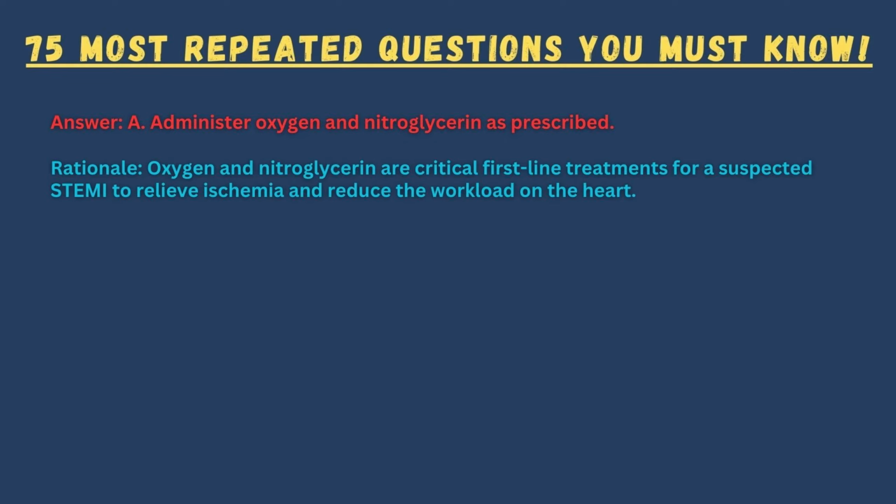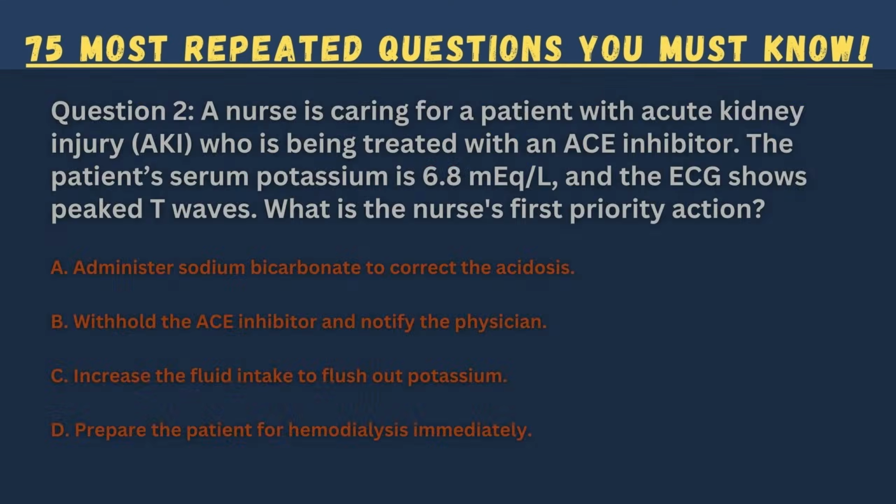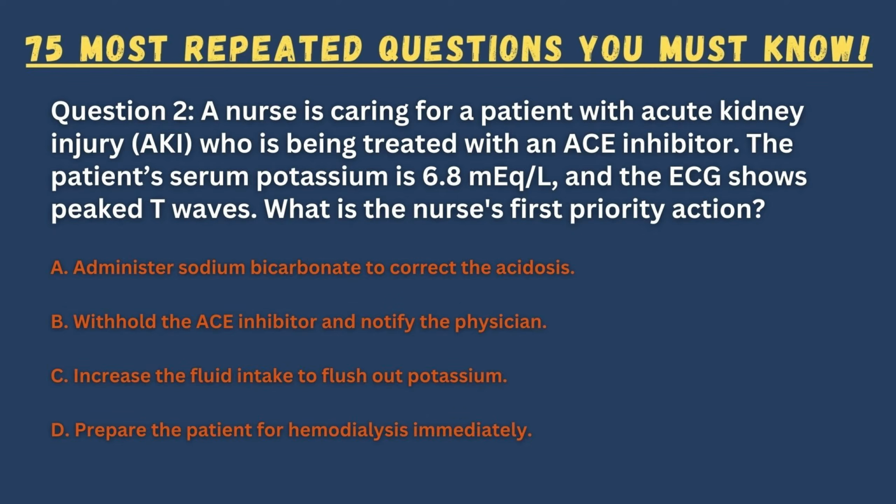Rationale: oxygen and nitroglycerin are critical first-line treatments for a suspected STEMI to relieve ischemia and reduce the workload on the heart. Question 2. A nurse is caring for a patient with acute kidney injury, AKI, who is being treated with an ACE inhibitor. The patient's serum potassium is 6.8 milliequivalent per liter, and the ECG shows peaked T waves.